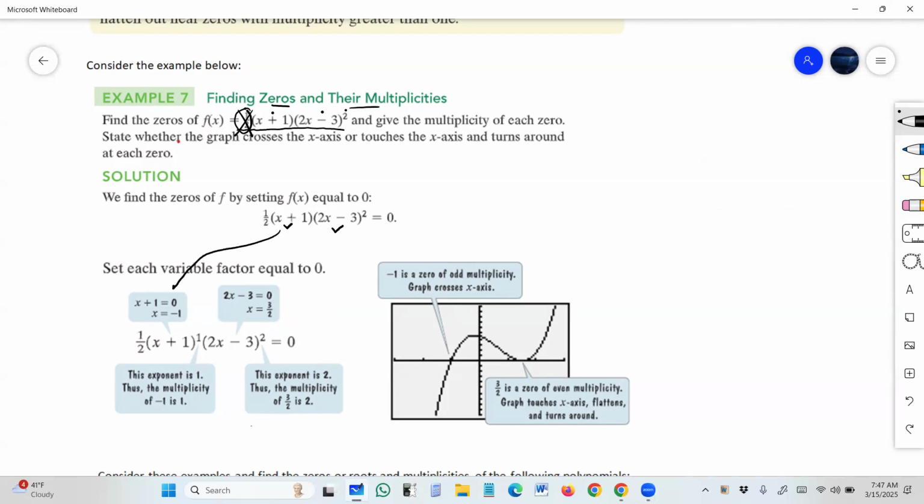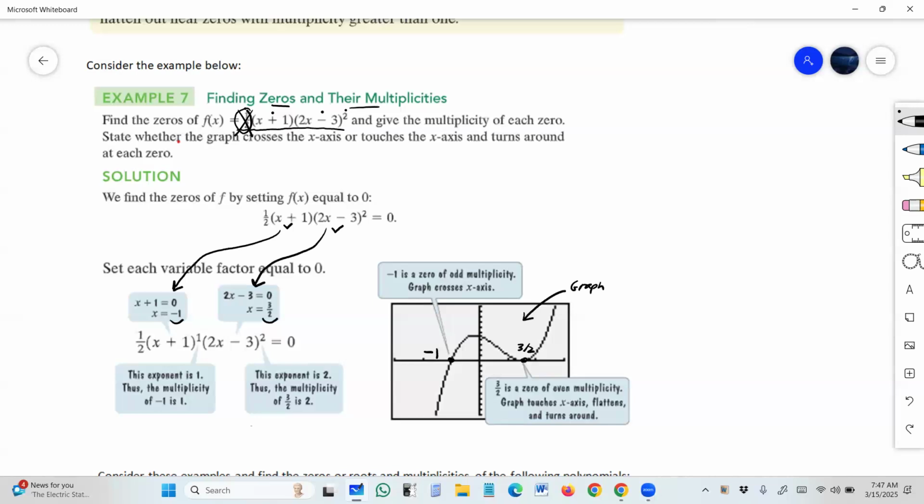So here is the first factor set to 0. Obviously, the root is -1. And here is the second factor set equal to 0, and here is the second root. So we found the roots. So here is -1, and here is 3/2. Okay, so this graph here is the graph that software or a calculator did it.